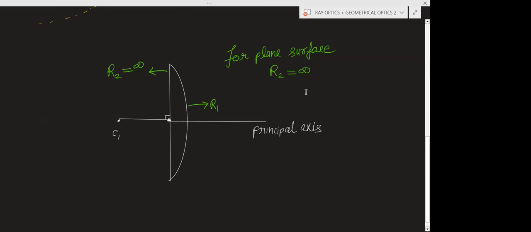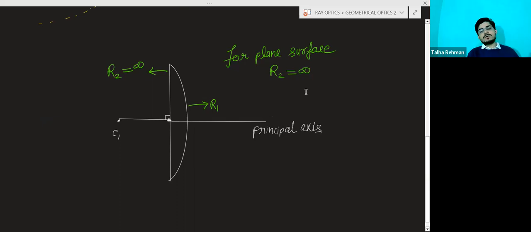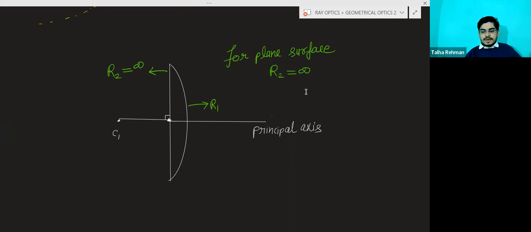Now there is a term in mirrors, that is pole. Specifically talking, in spherical mirrors we have the pole. But in case of lens, we have the optical center. We have the optical center. Now what is optical center?